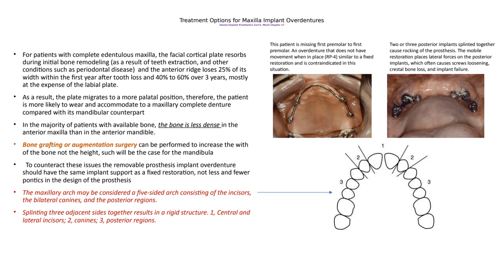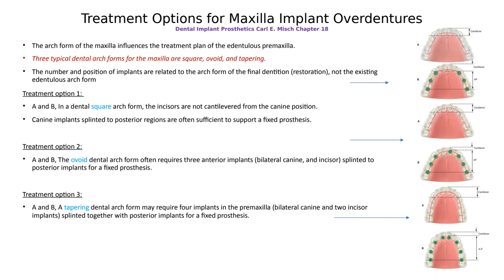So this is how sometimes implants may be placed, and the fabrication of the bar has to take this into consideration. So there are three typical dental arch forms for the maxilla, which are square, ovoid, and tapering. And for each one of them, there are different treatment options.